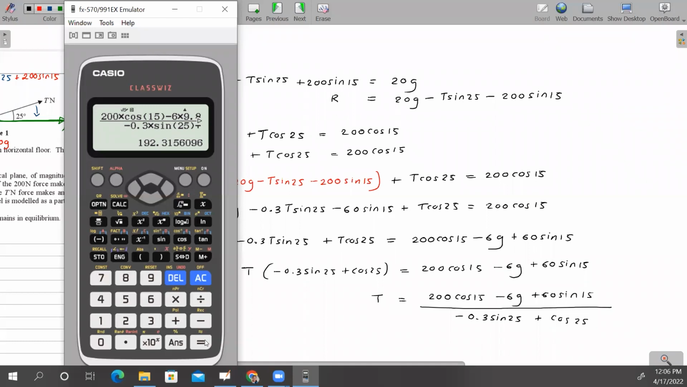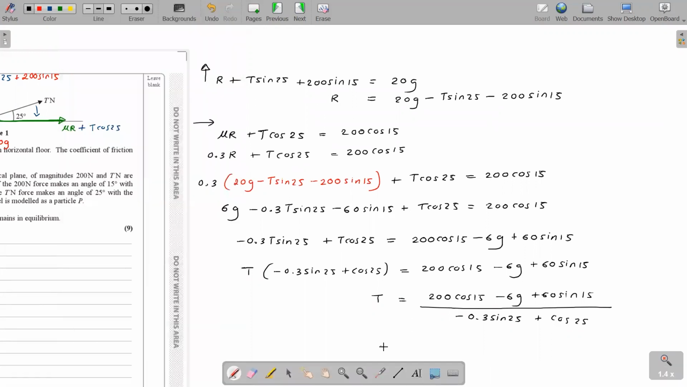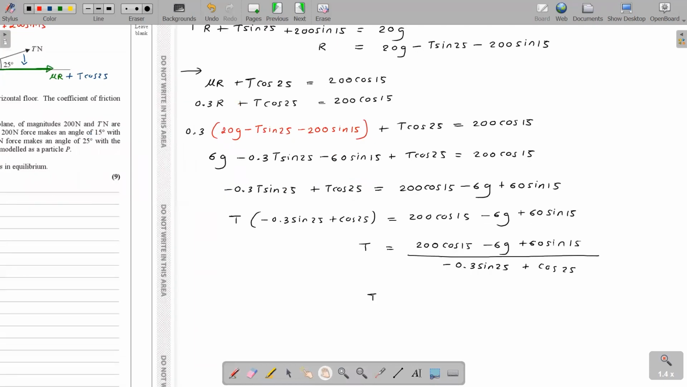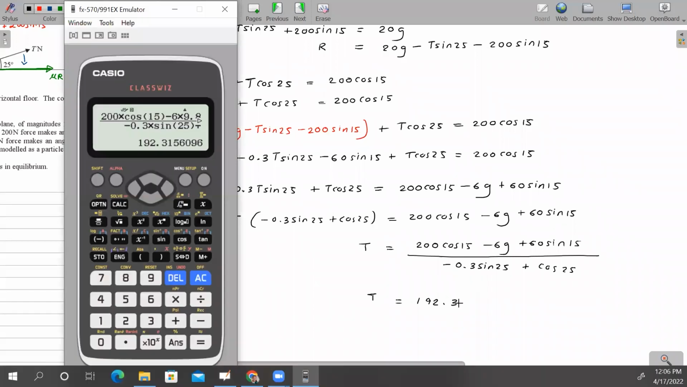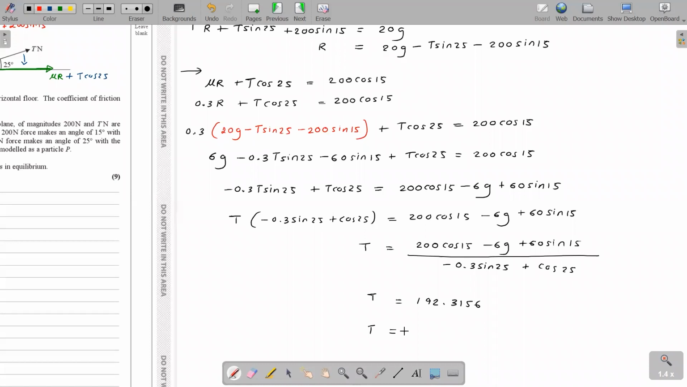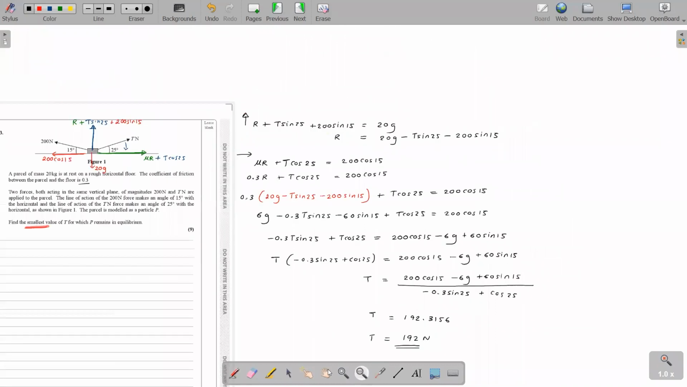192.315. Okay, so definitely we should keep our answers to what? You must keep your answer to 3SF. Okay, 3SF or 2SF is also okay. You can leave your answers to 3SF or 2SF. Whenever you use G as 9.8, you must keep the answer to 3SF, or the equivalent 2SF. So tension is 192. You could write the whole thing first, 192.3156, and then make sure you give the 3SF answer or 2SF, 192 newtons. Okay, is this clear?